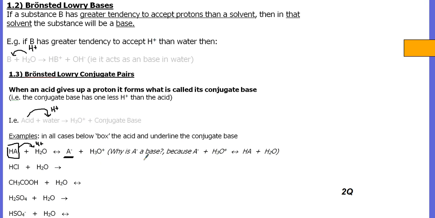But why is A- a base? Well, it's because it's possible that A- could react with H3O+. It could accept that proton back from H3O+, therefore acting as a base, a proton acceptor, to turn back into HA + H2O. So these examples here are for you to try yourselves, to see if you can figure out what happens in these situations. Box the acid and underline the conjugate base. There are two ideas here. I think the big idea is what is a Bronsted-Lowry base, and what does it mean to be a conjugate acid or a conjugate base.